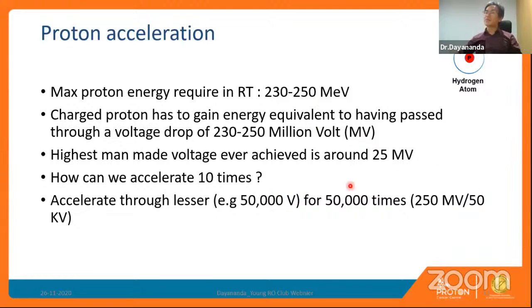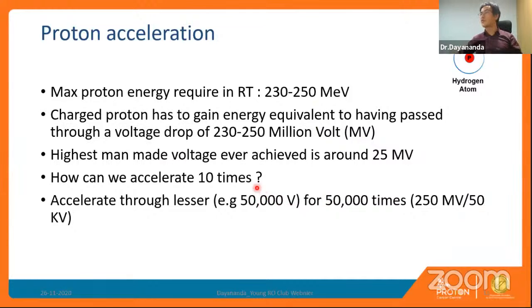Then the idea comes: instead of subjecting the proton to such a high potential difference, you accelerate it through a lesser potential difference, approximately 50 kilovolts, and then you do it multiple times.